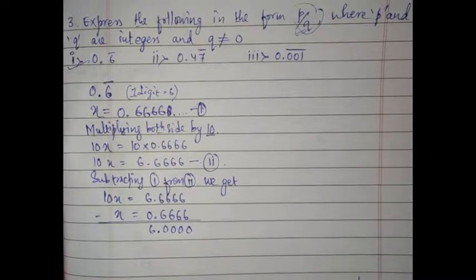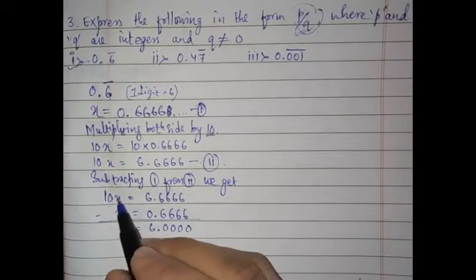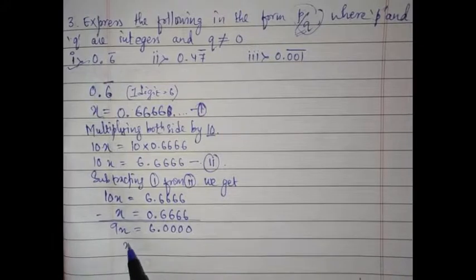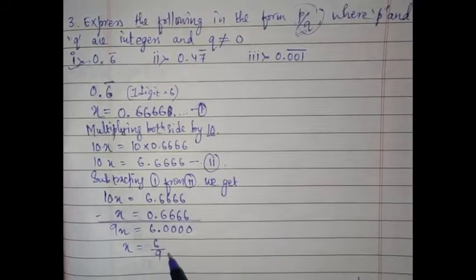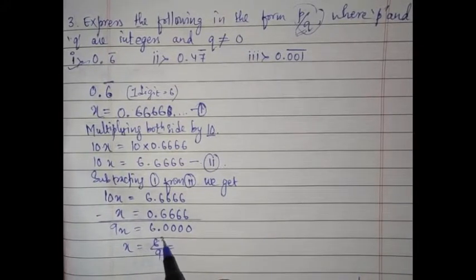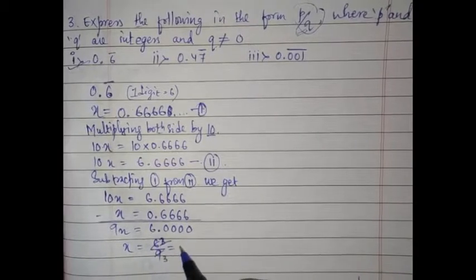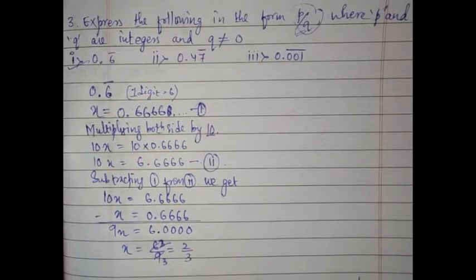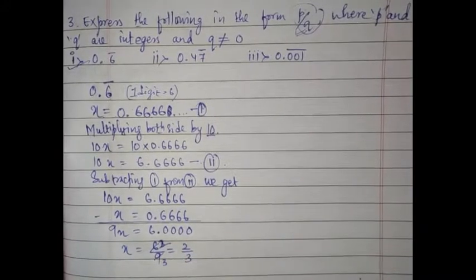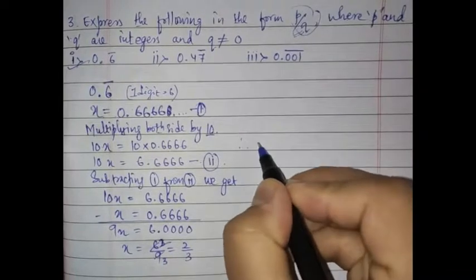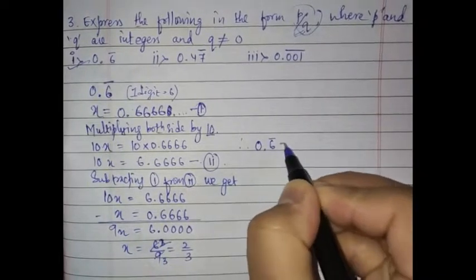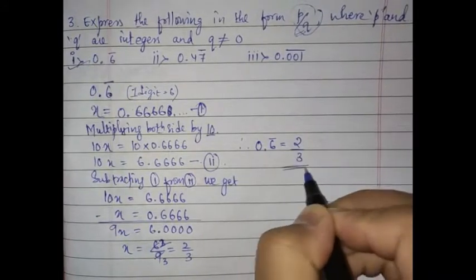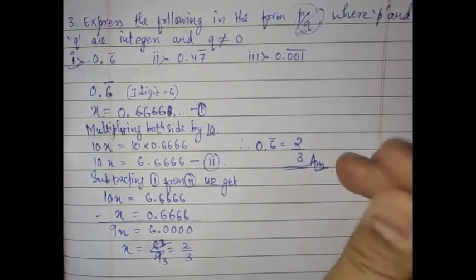So 10x minus x is 9x, right? So x is equal to 6 by 9. Can we cut this? 3 twos are 6, 3 threes are 9, so it is 2 by 3. This is the form of P by Q. Therefore, 0.6 bar can be written in the form of P by Q as 2 by 3. Okay, with this we are over with number one.